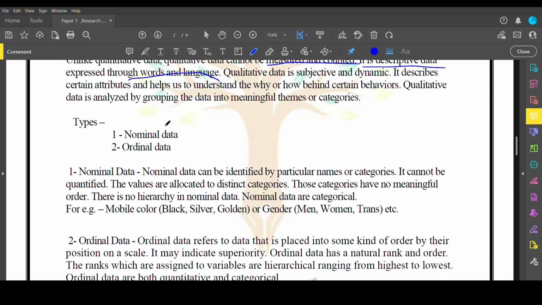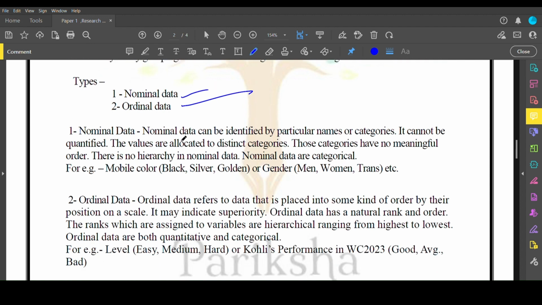Now, under qualitative data there are two categories, nominal and ordinal. Nominal data is identified by particular names or categories, like the example I already gave of the color of the apple. When we talk about names or categories, that is nominal. In nominal data, we talk in categories. The apple example comes under nominal data.